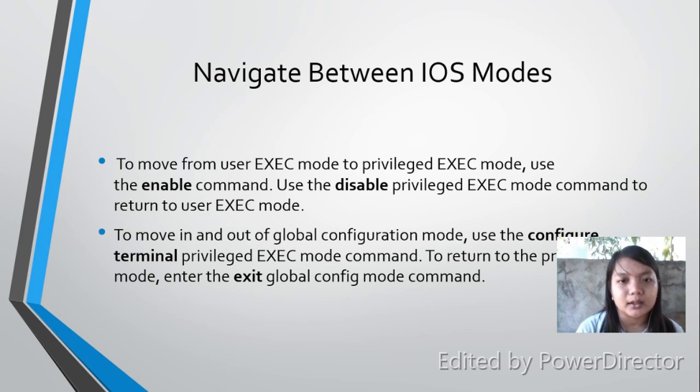Next one is navigating between IOS modes. To move from user exec mode to privilege exec mode, use the enable command. As I said before, if you are in the user exec mode and you want to go to the privilege exec mode, the command that you will use is enable. Then use the disable command in the privilege exec mode to return to the user exec mode. For example, if you're in the privilege exec mode and you want to go to user exec mode, you will use the command disable.